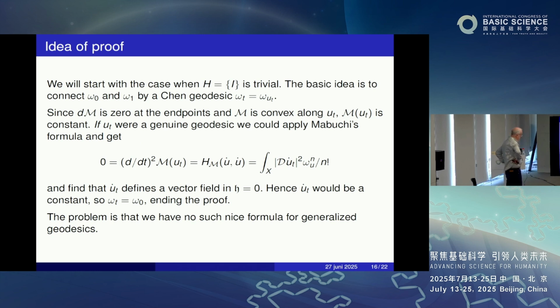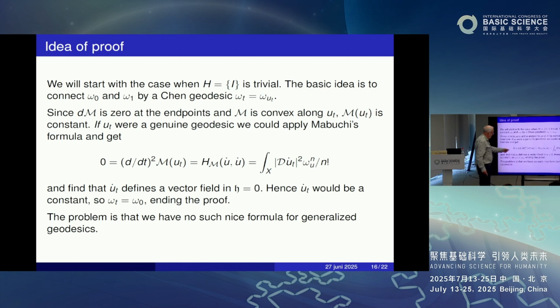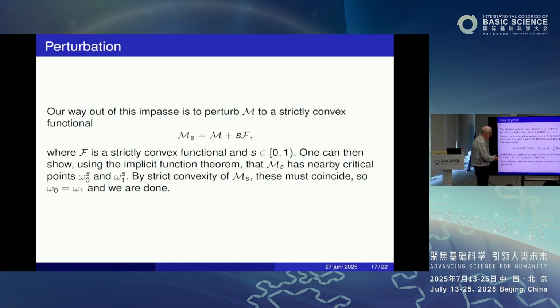So let's start with the case when h is equal to just the identity element. So there are no holomorphic vector fields in this class. The basic idea is still that you connect the two points with a generalized geodesic. You still have the same picture there. Yeah, that's what I said before, that this function here has to be a constant, but we cannot really conclude. Okay, so what do I do then? So one way is that we perturb the functional. So we consider a perturbed version of the functional.